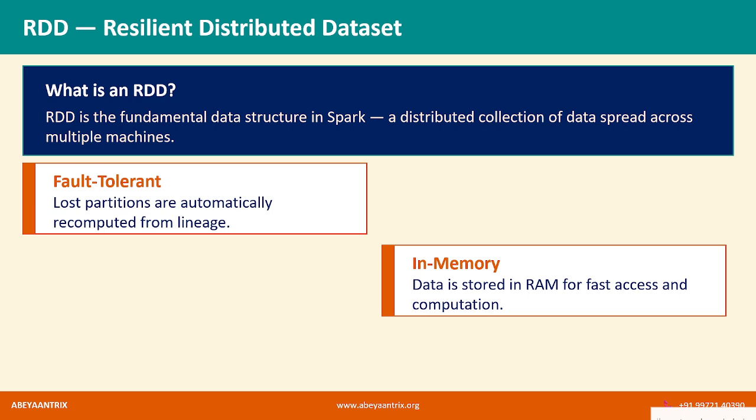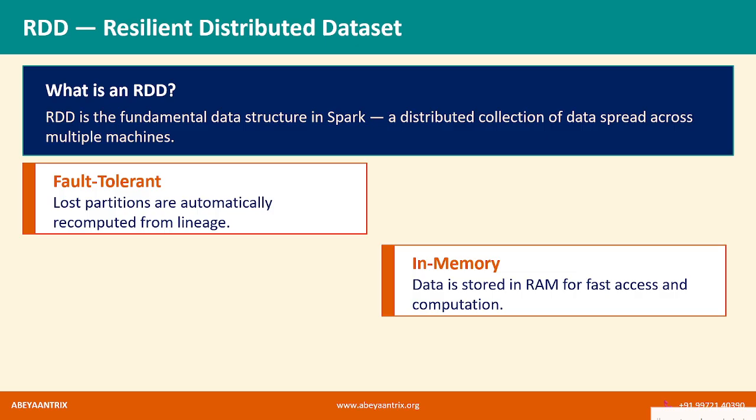So you distribute the tasks and data. Again, once after the processing, you have to collect it back. Then you can display the output, right? So this is the special data structure which helps in this process. A distributed collection of data which is spread across multiple machines. And an important feature of this RDD is fault tolerance. So lost partitions are automatically recovered from the lineage.